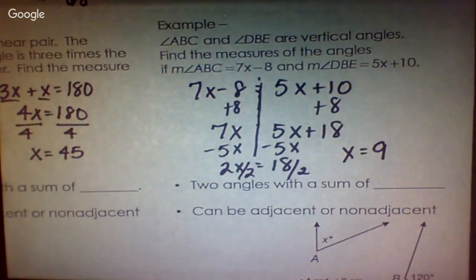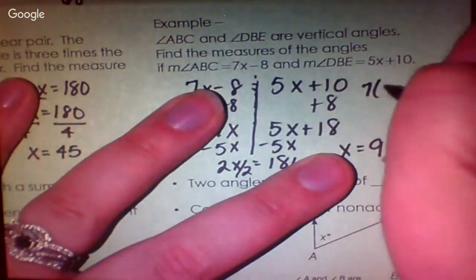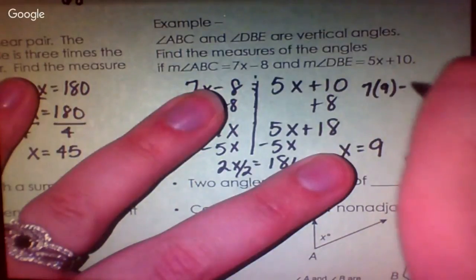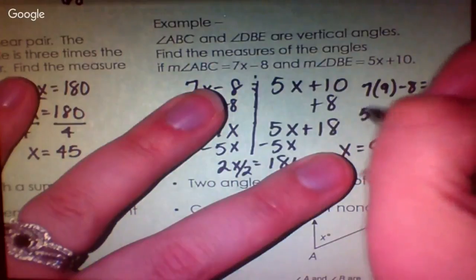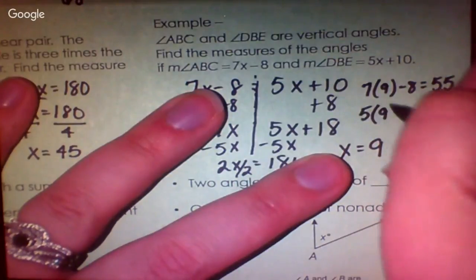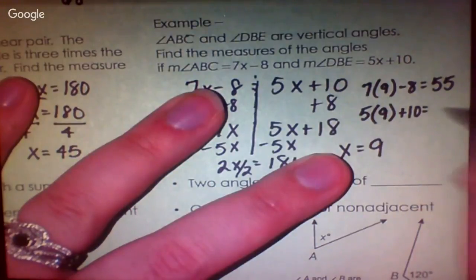Okay. It says, though, find the measure of the angles. We know what x is. We can now find the measure of the angles. So the first angle is 7 times x, which is now 9, minus 8. You said 55? Yeah. Okay. Your second angle is 5 times x, which we know is 9, plus 10. This should also equal 55.